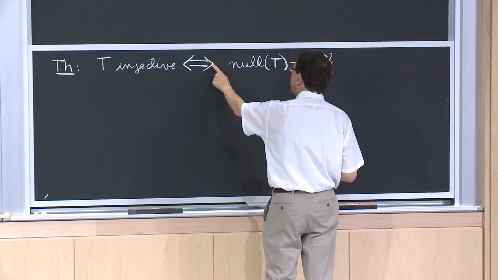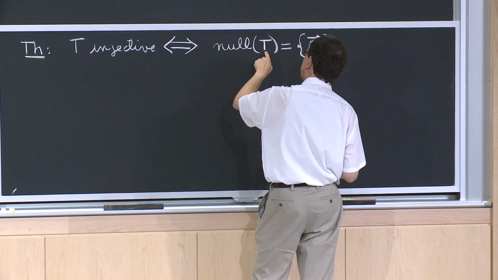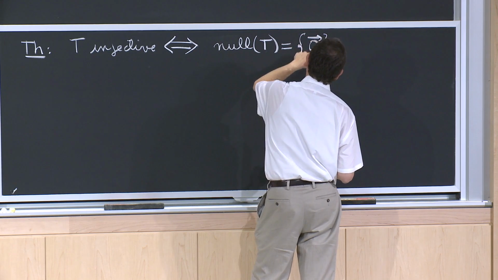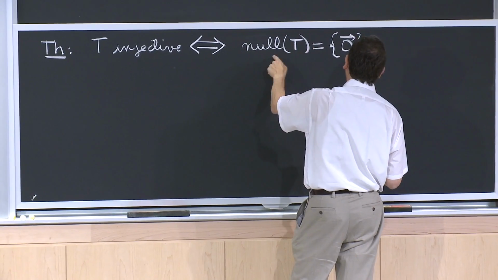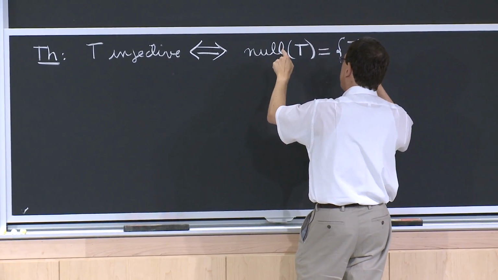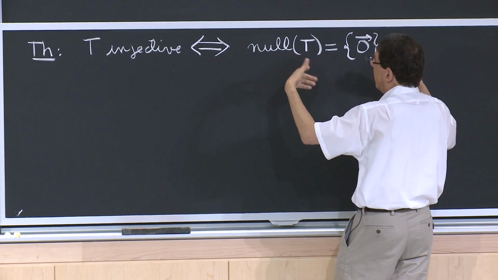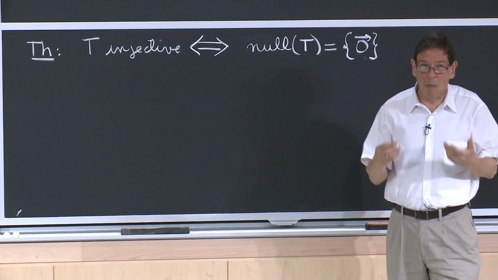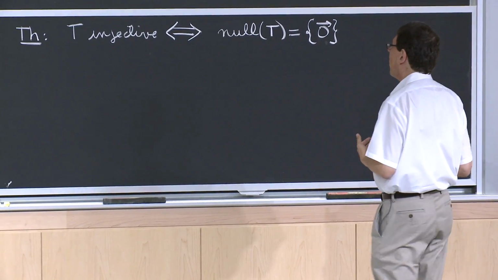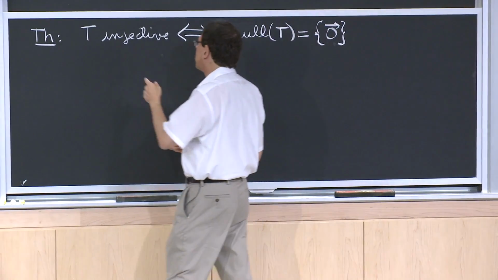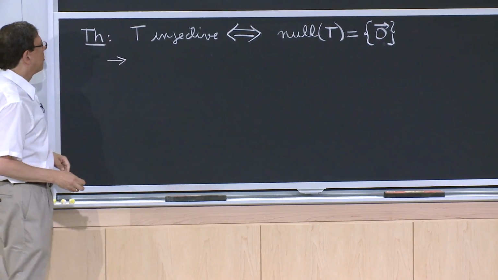If we have an equivalence here, we're supposed to show that injective means that the null space of the operator is just the zero vector. You know, the zero vector is always mapped to 0 by any linear operator, so the null space of any operator contains the zero vector. But the null space is interesting if it has more than the zero vector, because there are many vectors that are killed by the operator.